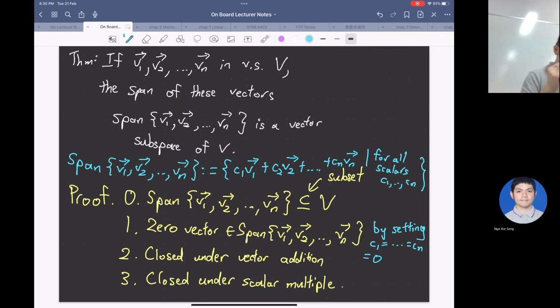Okay, 2. Closed under vector addition. So if you take two vectors and add together, is it still in the span of the vectors? Yes, right. Because you can collect the coefficients. For scalars, you multiply on the coefficients. So you are still in the span of n vectors. So for these two, try to write them out in detail.